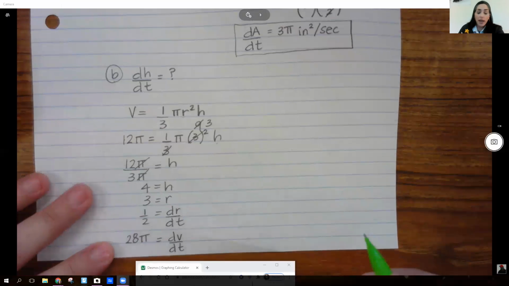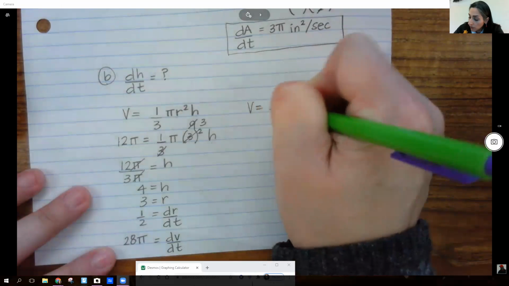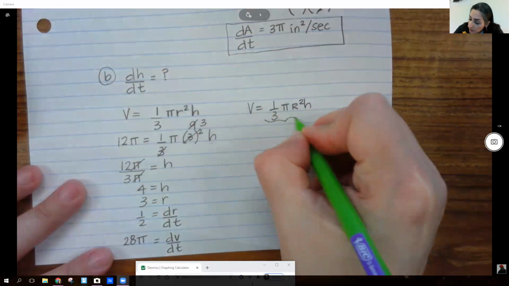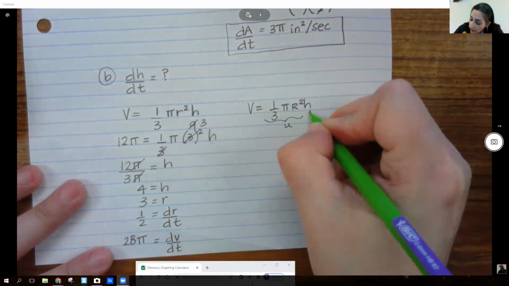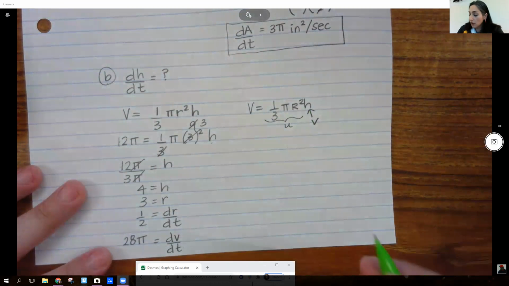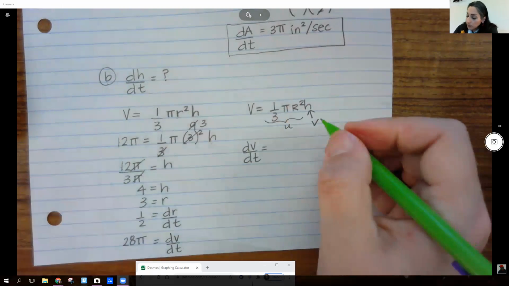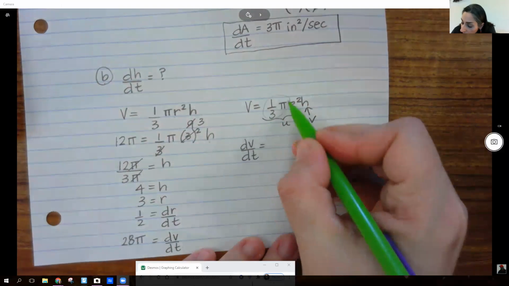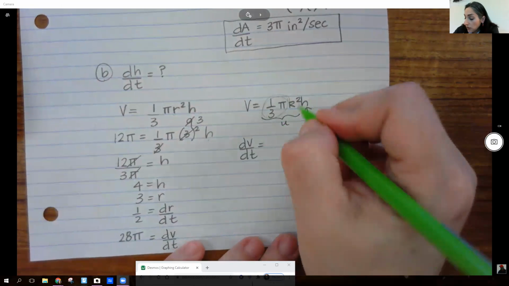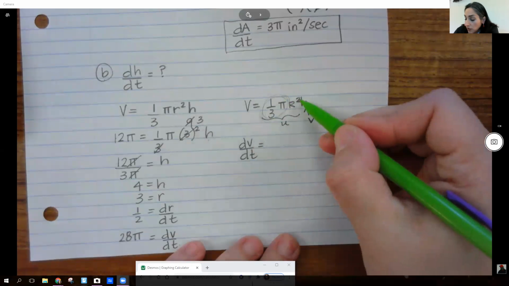All right, so now we're gonna do volume again, 1/3 pi r squared h. This is gonna be my u and h is gonna be my v. I've got to do the product rule for this. So dV/dt equals, this is just a constant right here. In fact, I'm just gonna write it as pi thirds. So you take the derivative of all of this, so bring the 2 out in front.